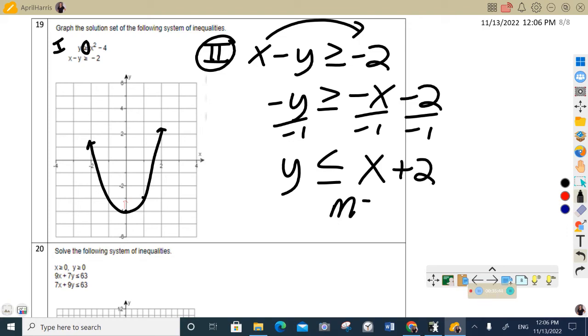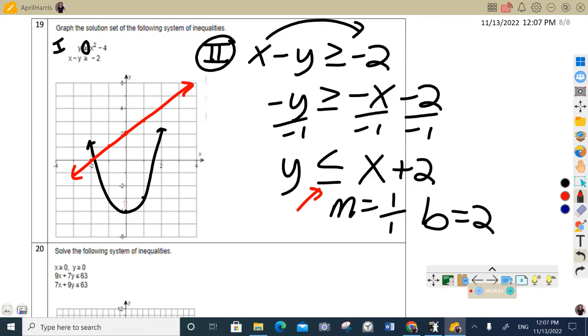So the slope is 1 or 1 over 1. And the b, the y-intercept, is 2. So I'm going to go up to the y-axis and got my point there, almost on it. And then we're going to rise 1, run 1, up 1, over 1, up 1, over 1, down 1, left 1. And it is a solid line because of the equal to on our inequality right there. There we go.